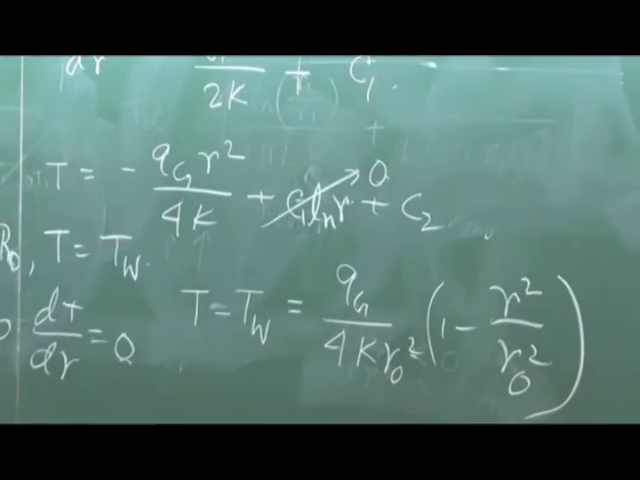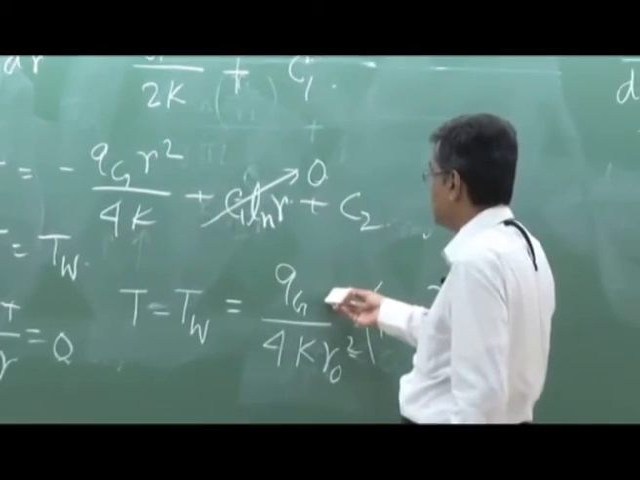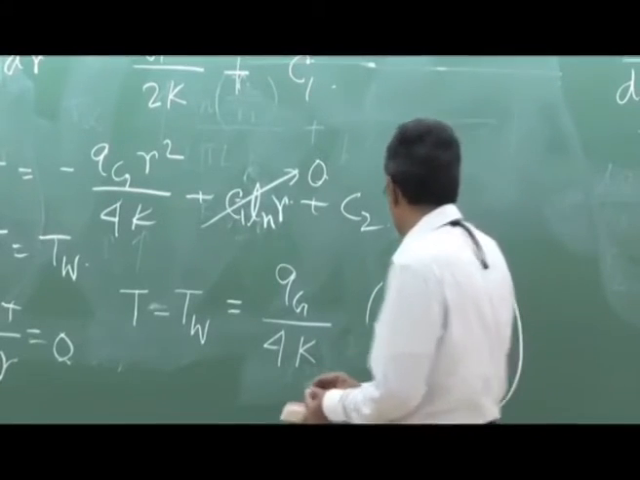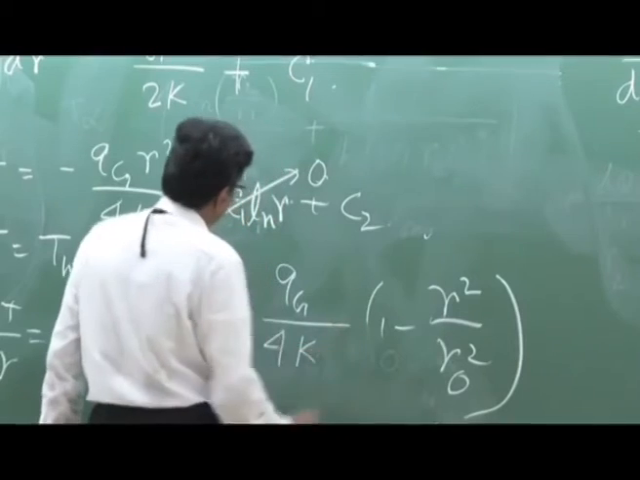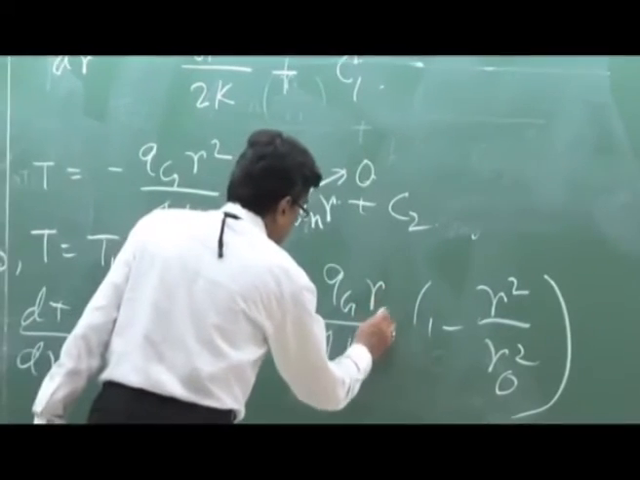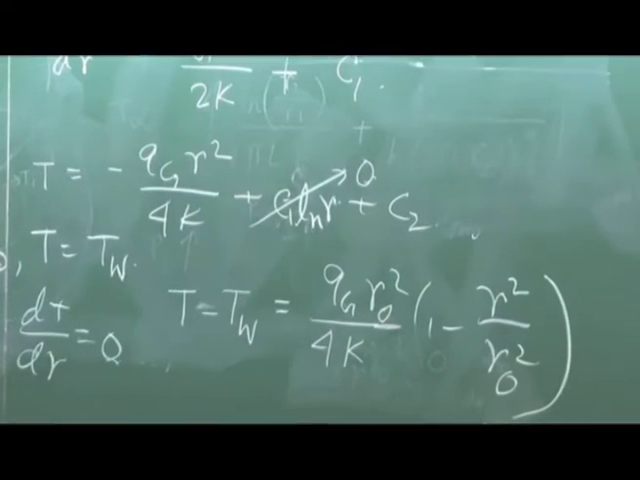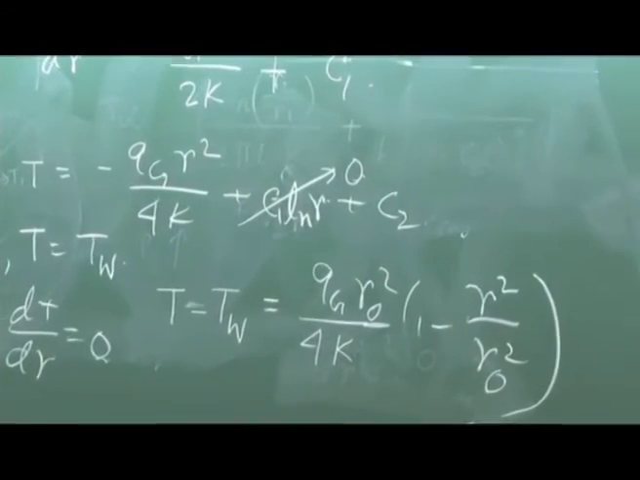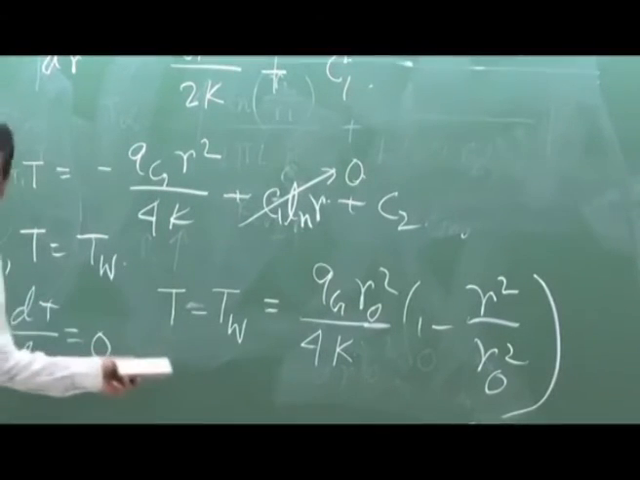Am I correct? C2 is TW plus Qg R0 square by 4k, are not? It will be in the numerator. R0 square will come common, it will be in the numerator. So Qg R0 square by 4k minus Qg R square by 4k. Now it is okay. So this is the distribution.